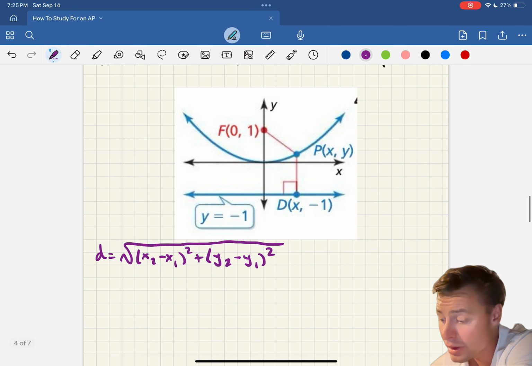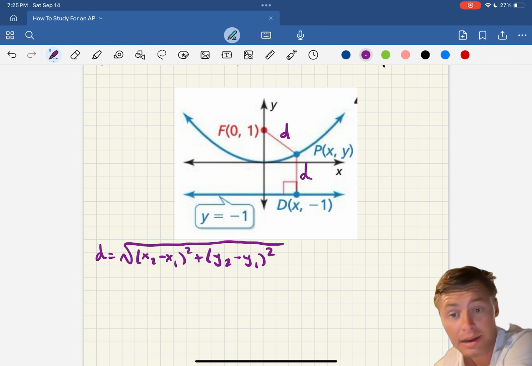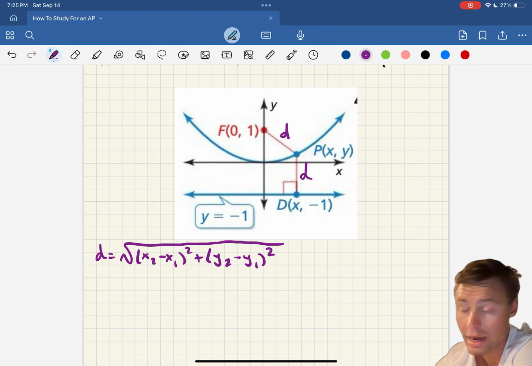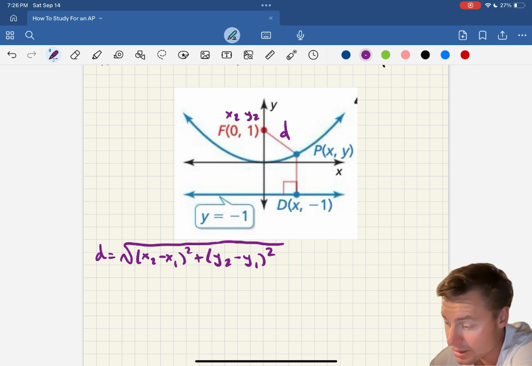And I don't know if you remember, but our distance from this point P right here to the focus here is exactly the same distance as from that point P to our directrix here. Okay, so what that means is if we find the distance here, we can set it equal to the distance here. And you'll see how that helps us uncover the equation of the parabola. So let's start by looking at our first distance d here. So here's our x2, our y2, here's our x1 and our y1. And I'll just plug those into my equation.